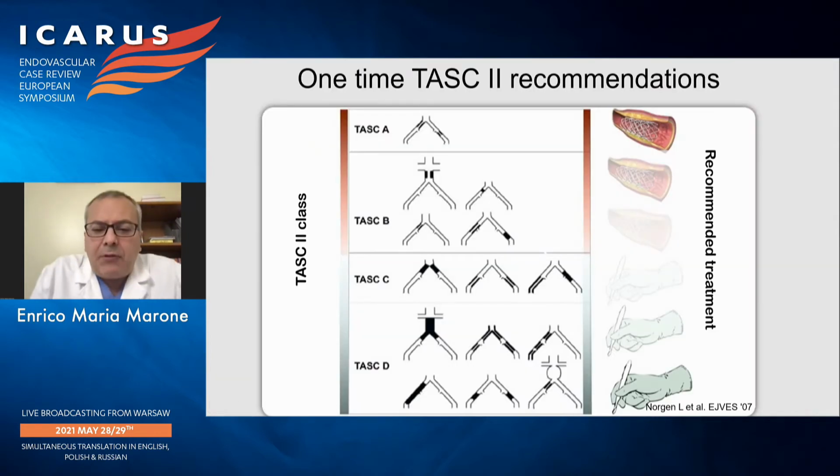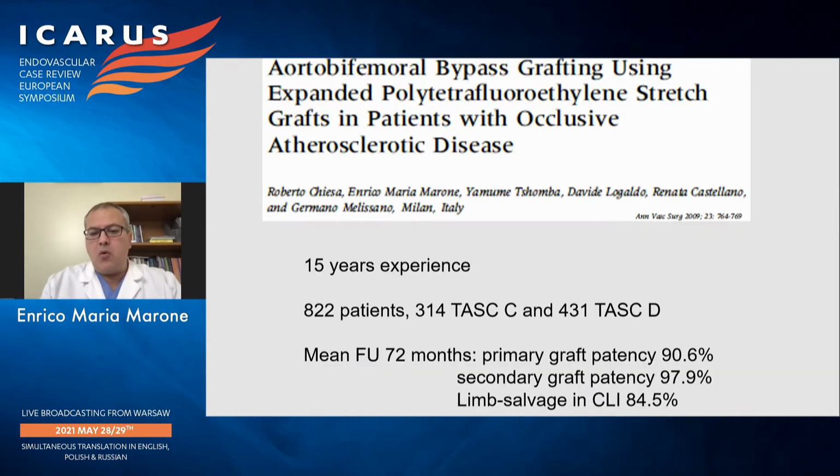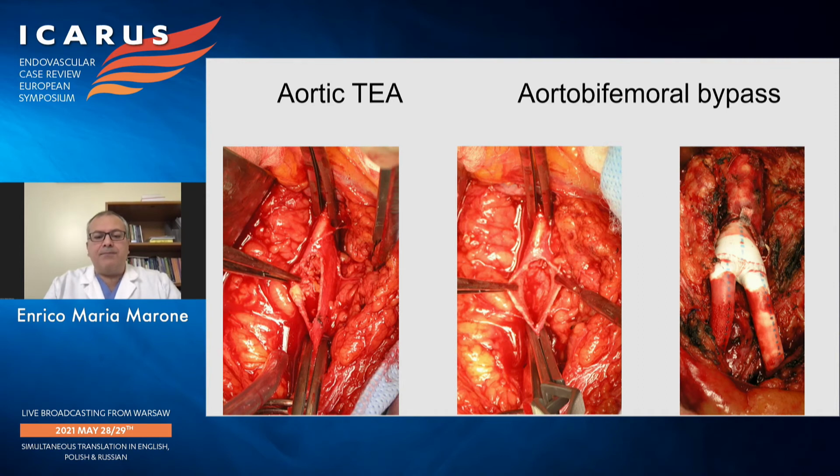One time there was the TASC II classification with the recommendation to treat TASC C and D lesions with surgery. And more than 10 years ago, I published my experience with aorto-bifemoral graft for occlusive disease of the aorta and iliac arteries, with very good results, especially mid and longer term results.